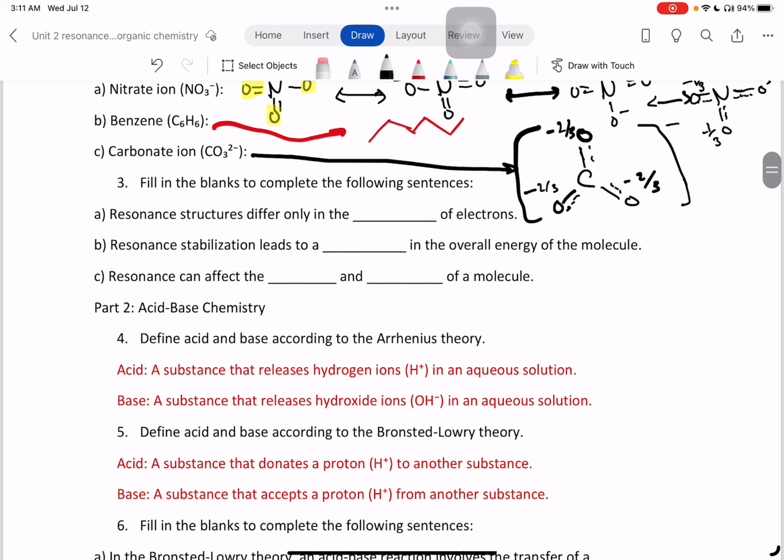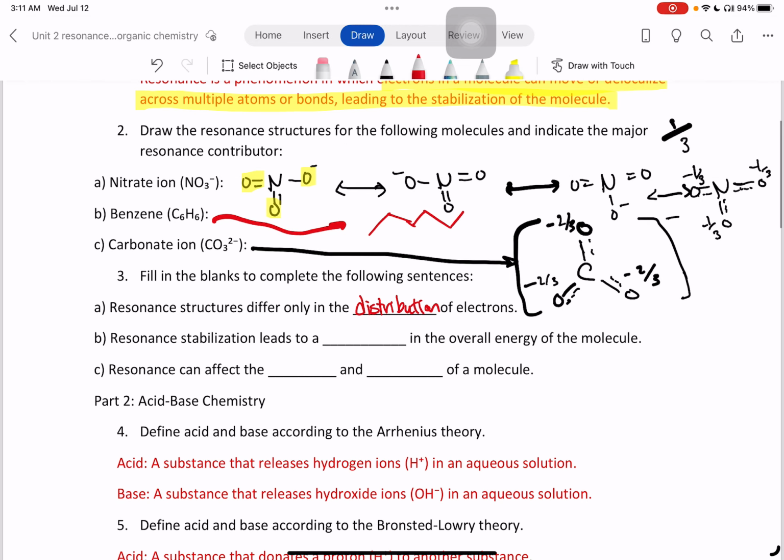Fill in the blanks to complete the following sentences. Resonance structures differ only in the what of electrons? You can take a second to look at this right over here. The most important thing that we have here is the distribution, right? The distribution of electrons. We have a different distribution of electrons, as you can see from the first example here, to the second one, to the third one, to the fourth one. This is the right answer because this is a hybrid of all of them combined.